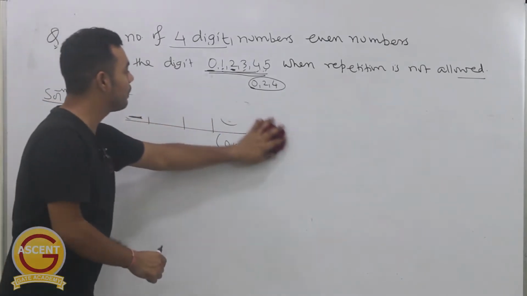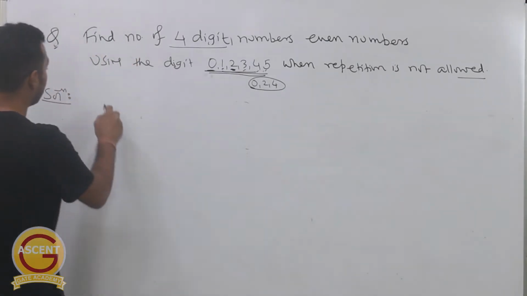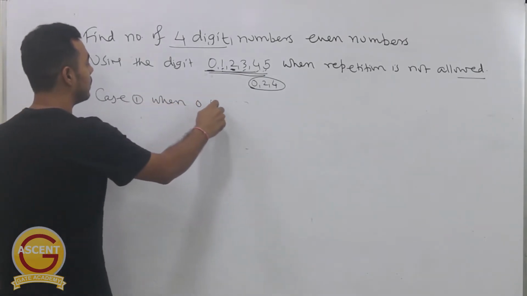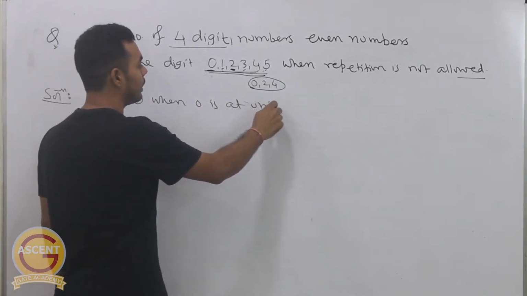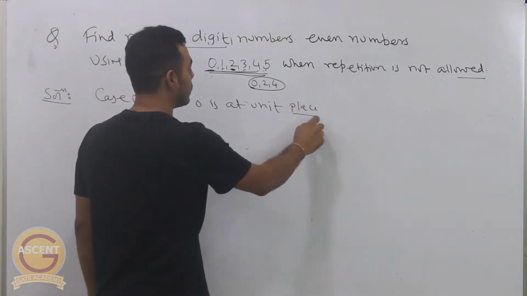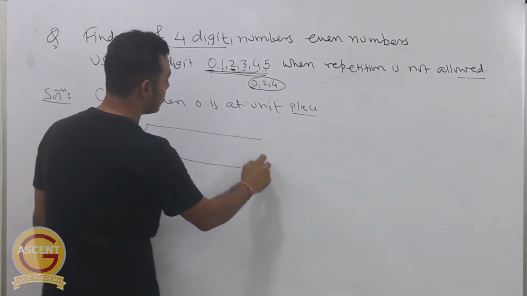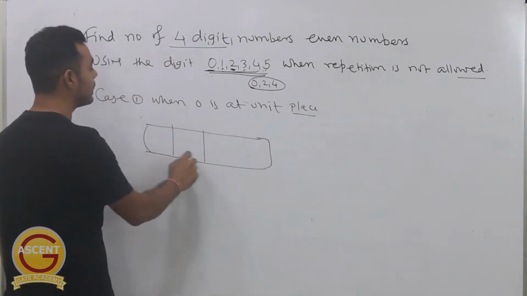Okay. So the first case will be case 1, when 0 is at the unit place. So when 0 is at the unit place, then since we have to form a 4-digit number, this means we have to fill these 4 places.